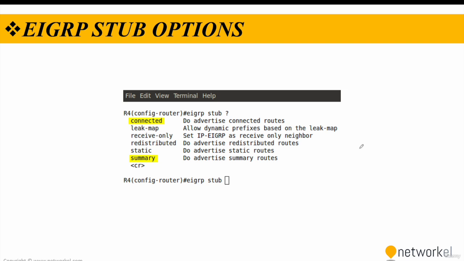As you are seeing on the screen, we have EIGRP stub, and if you put the question mark, you will see all of these options here. EIGRP stub connected only advertises the directly connected networks. Stub summary advertises summary routes. Stub static advertises static routes. And we have something called EIGRP stub receive-only. This one only receives the updates but does not advertise any routes.